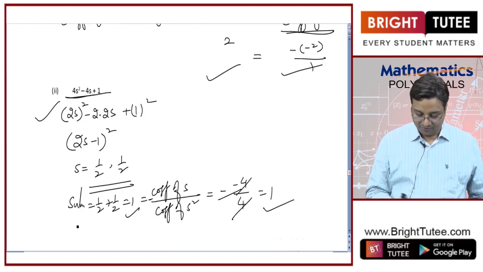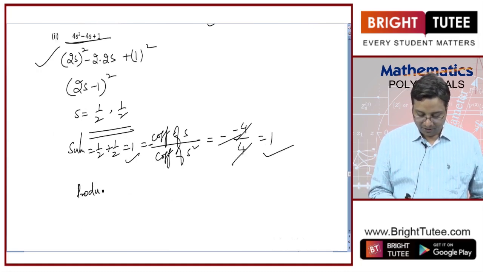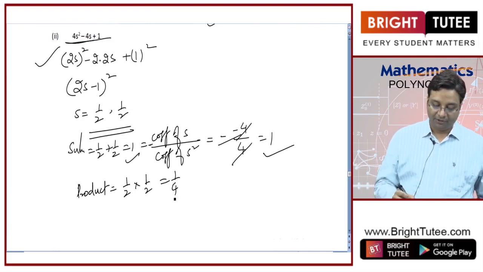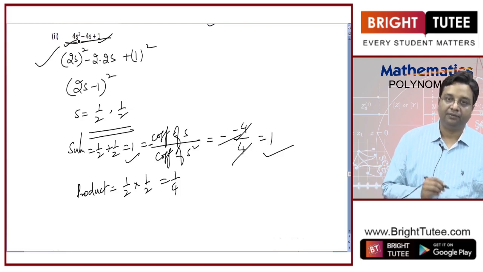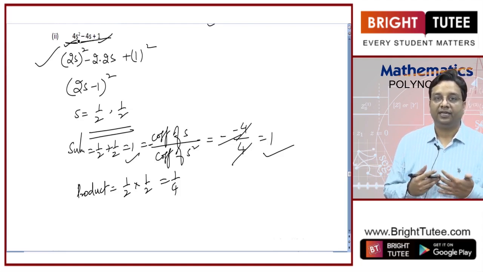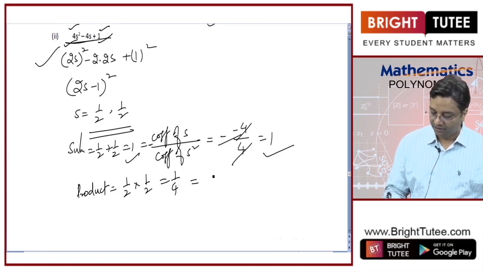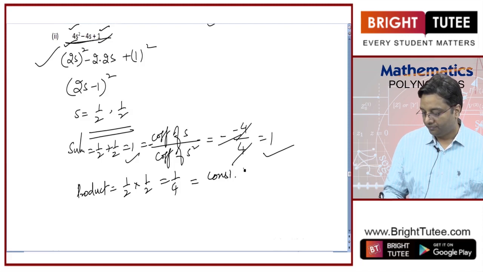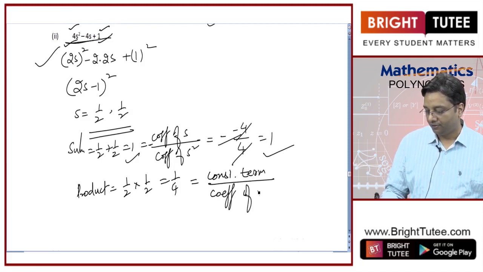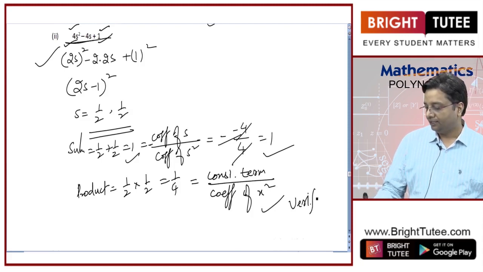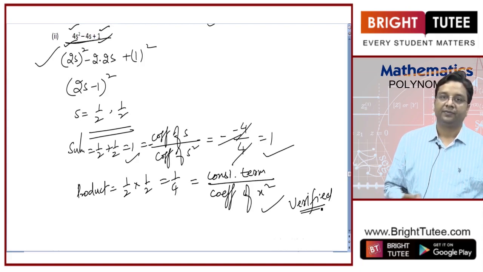Similarly for the product, what is the product here? Product is 1 by 2 into 1 by 2, it is equal to 1 by 4, and from our relationship it should be equal to c by a, constant term, by coefficient of s square. So it is also equal to 1 by 4. It is equal to constant term divided by coefficient of x square, right? So yes, it is verified. Okay.